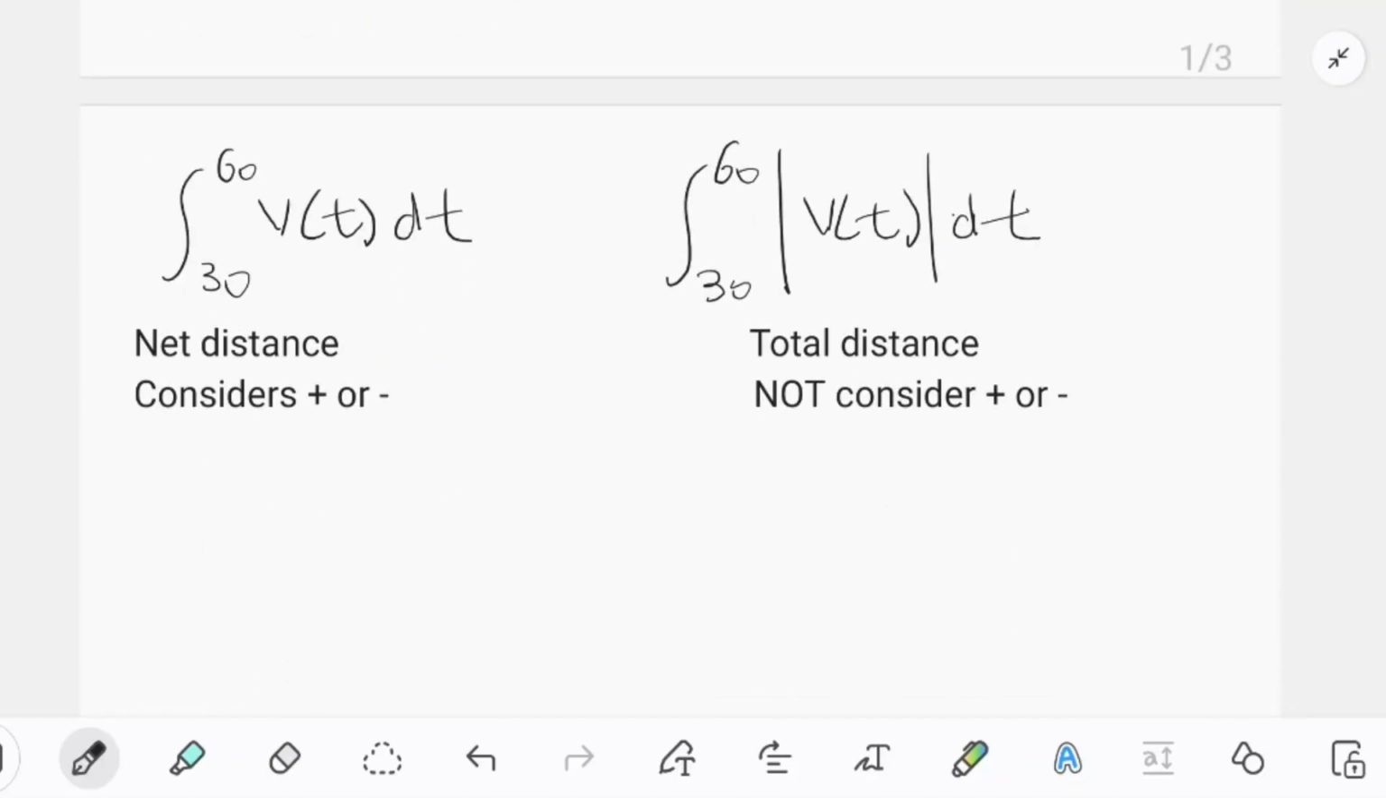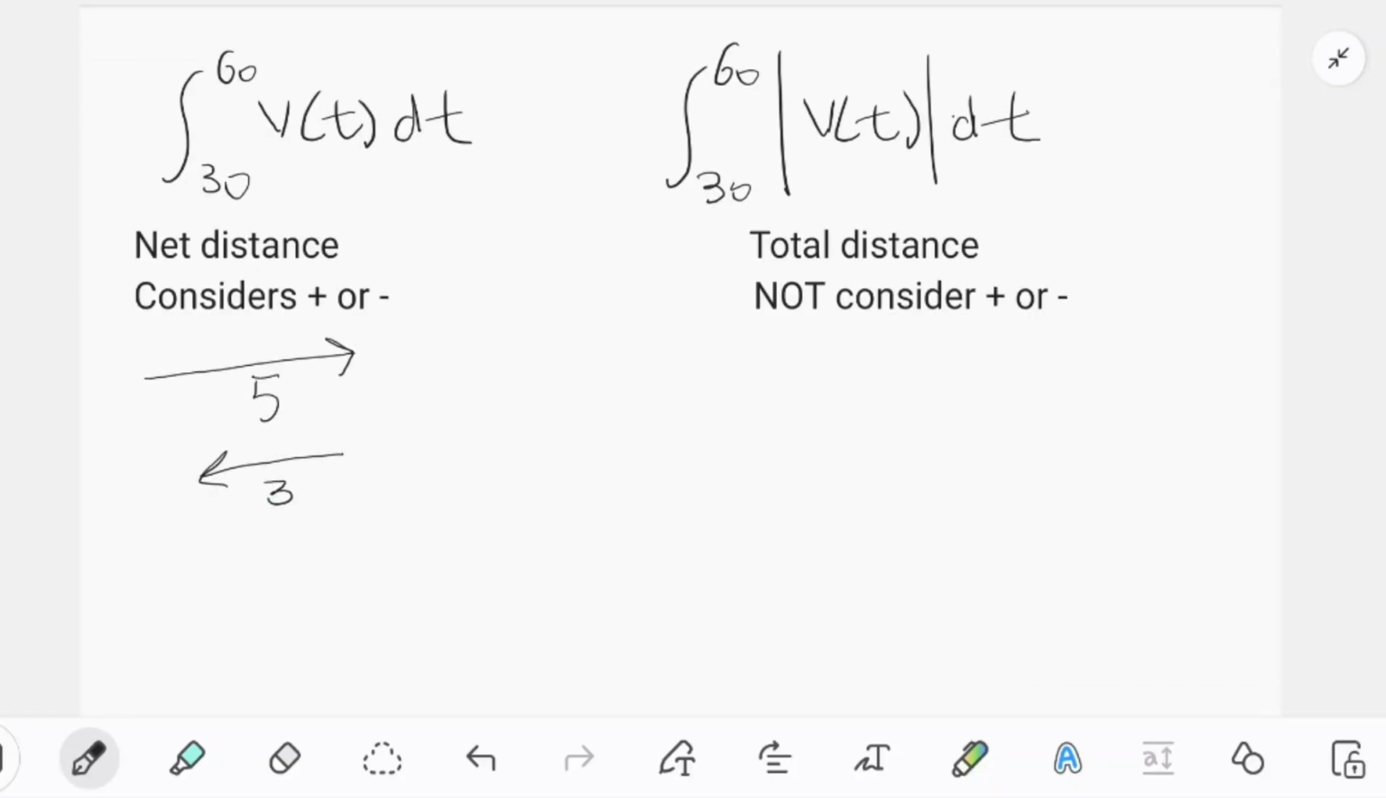The same integral without the absolute value would mean the net distance traveled, which takes into account the signs of the velocities. For example, if the particle moves 5 units to the right and then 3 units to the left, this integral would calculate the net distance to be 2, because it moved 2 units to the right from its initial position.